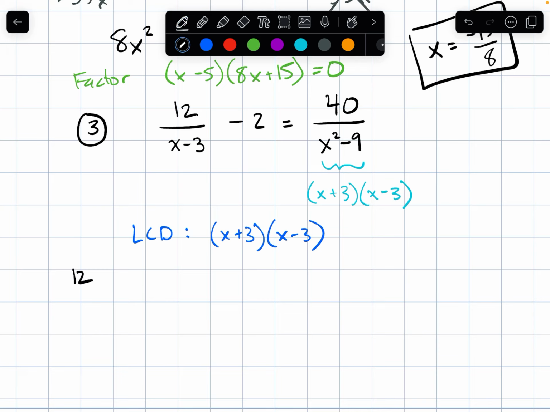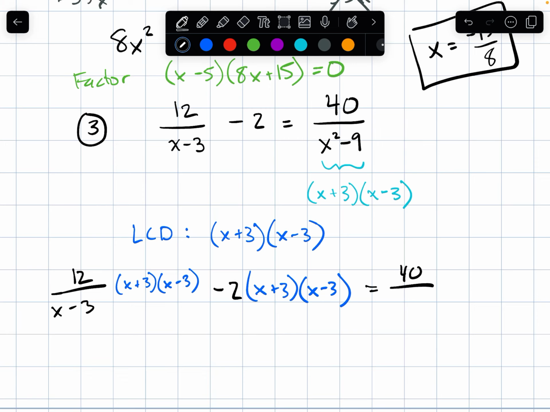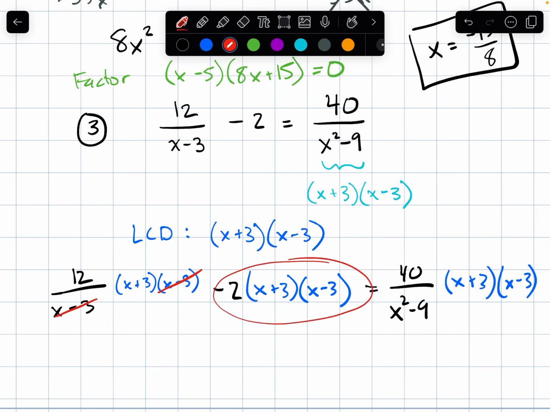So if I multiply everything by x plus 3, x minus 3, we've got 12 over x minus 3 times x plus 3, x minus 3. Then we've got a minus 2, and we're going to multiply that by x plus 3, x minus 3. And then we've got equals 40 over x squared minus 9. And we're multiplying that by x plus 3, x minus 3. All right, so again, same process we've been doing. Now I want to cancel. So I see that the x minus 3's cancel here. Nothing cancels here. I'm going to have to distribute all of that.